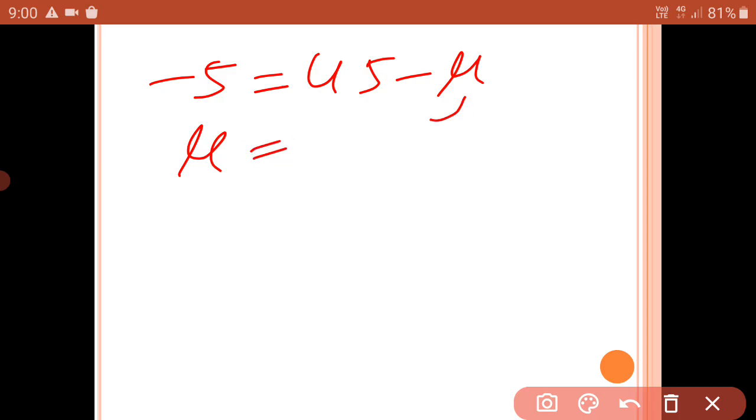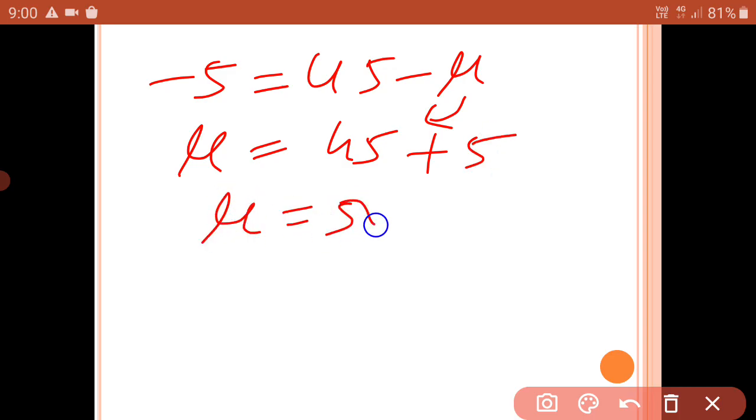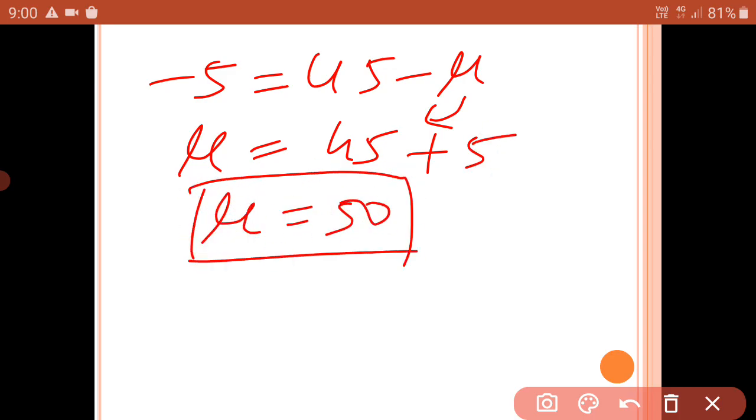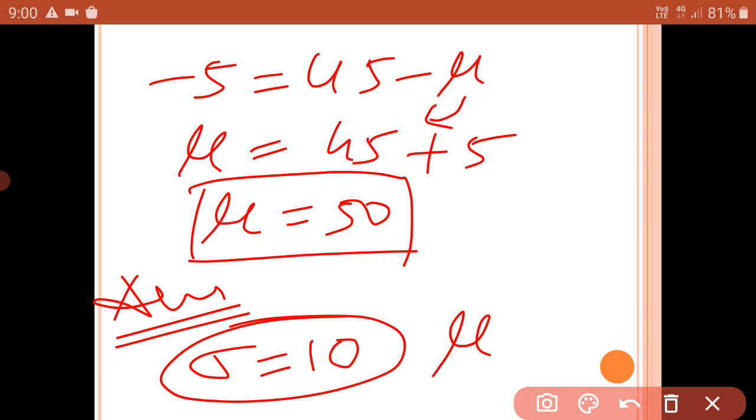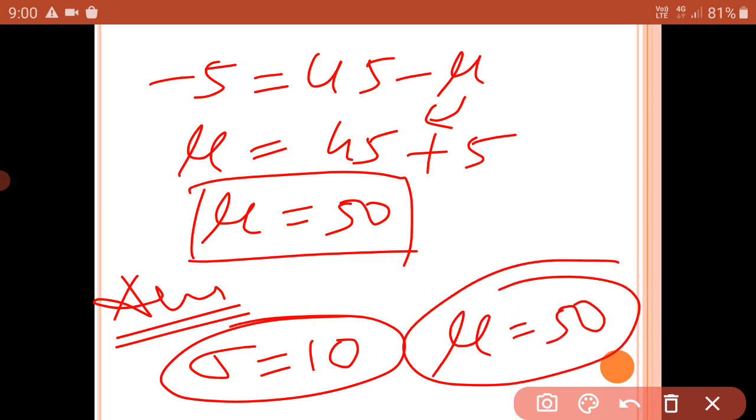Mu opposite side and 5 opposite side, so mu will be found 50. It means your final answer is sigma is equal to 10 and mu is equal to 50. Here your sum is complete.